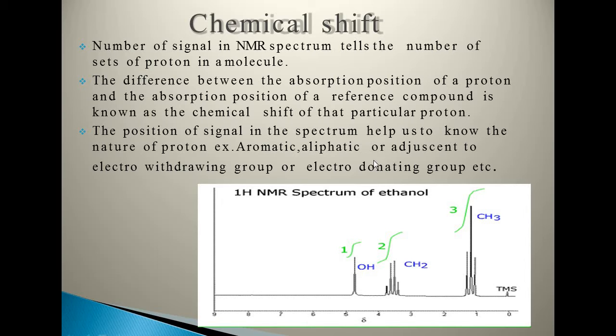The chemical shift value is measured in the unit ppm. So we can say here the chemical shift of CH3 is 1.1 ppm, of CH2 is 3.5 ppm, and of OH is around 4.8 or 5 ppm. So the symbol for chemical shift is the delta value, and the unit of measurement is ppm.